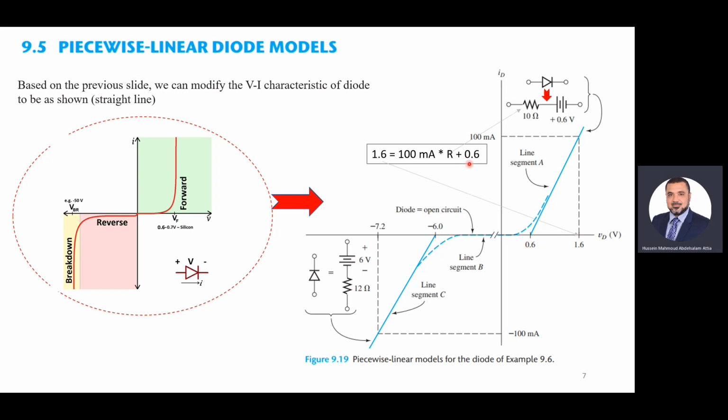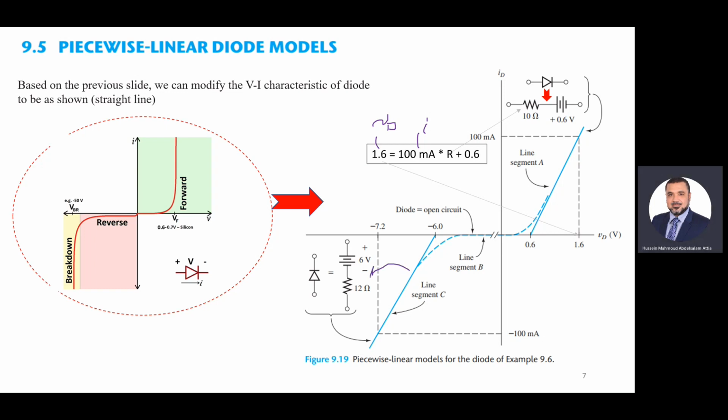And also this line verifies this equation. And this equation is the equation of the line. How can we find R? It can be found by substituting into this equation. Just solve this equation. In this relation, what we have here is simply VD equal to I times R plus 0.6. Same relation we had before in the previous slide.